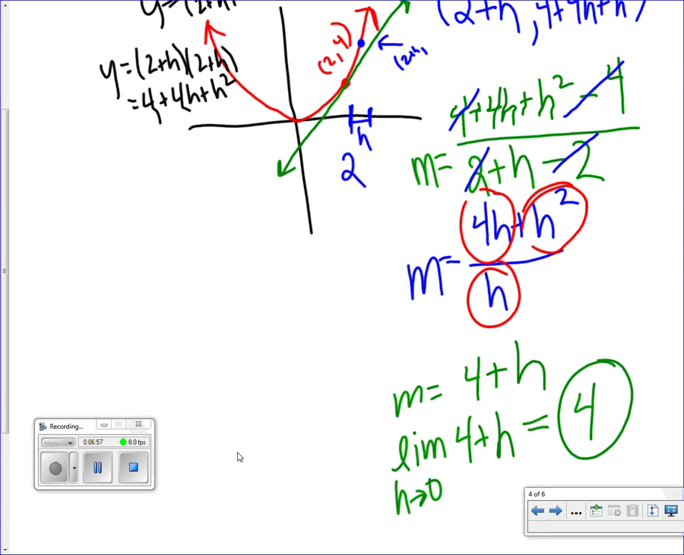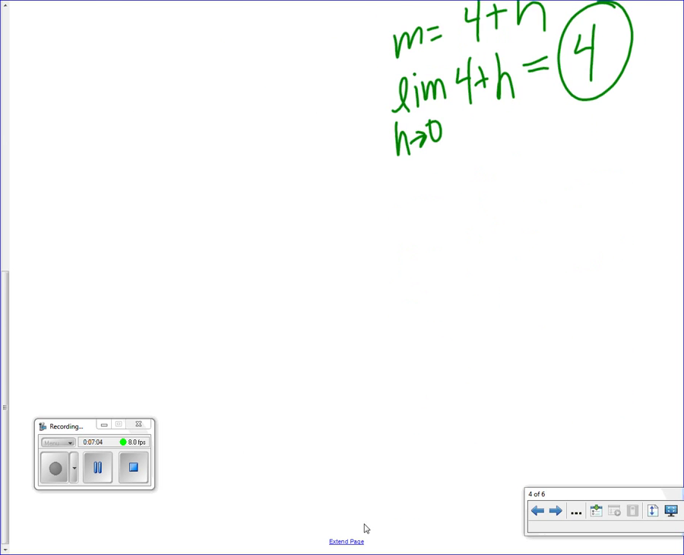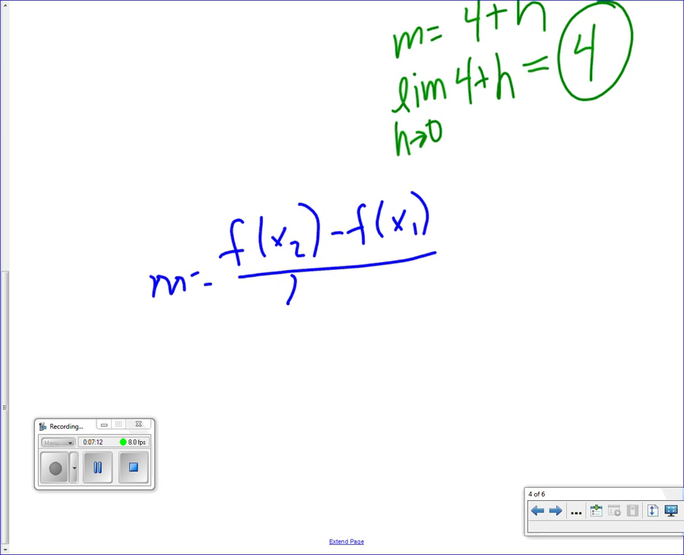So what we're really doing is we're taking our slope formula, m equals f of x2 minus f of x1 all over x2 minus x1. And we're saying, okay, take x1 and let x2 be x1 plus just a little bit more. We're going to call that little bit h. So that's going to change. Here, I'm trying to get you to a formula. So here's what I'm going to do.